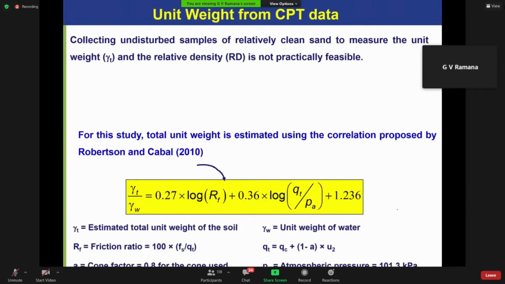Now, when you want to use this data, we get into the in situ density and unit weight from the CPT. Again, there are a bunch of correlations available in the market, and we used Robertson and Cabal.